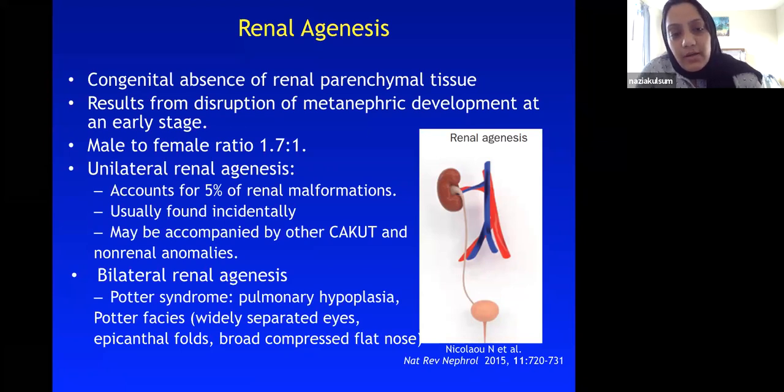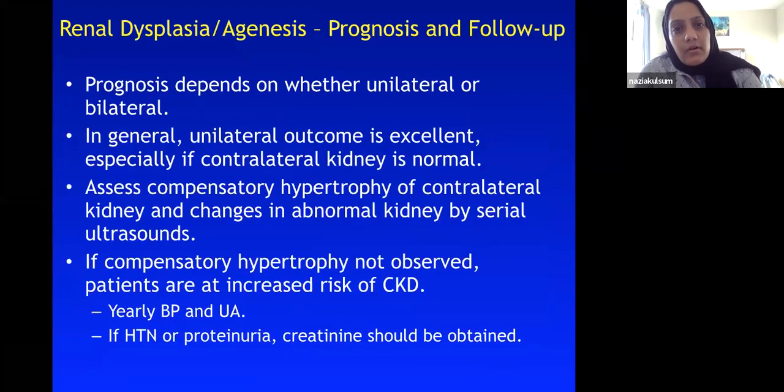Like the previous condition where I mentioned, you can have bilateral renal dysplasia, severe renal dysplasia. They could also present with similar Potter syndrome. So prognosis depends on whether it's unilateral or bilateral. Unilateral tends to have a better or excellent prognosis only because you have a contralateral normal kidney.